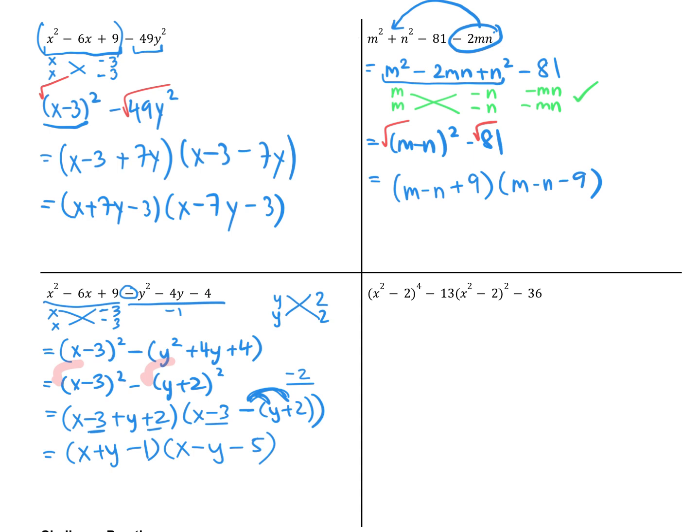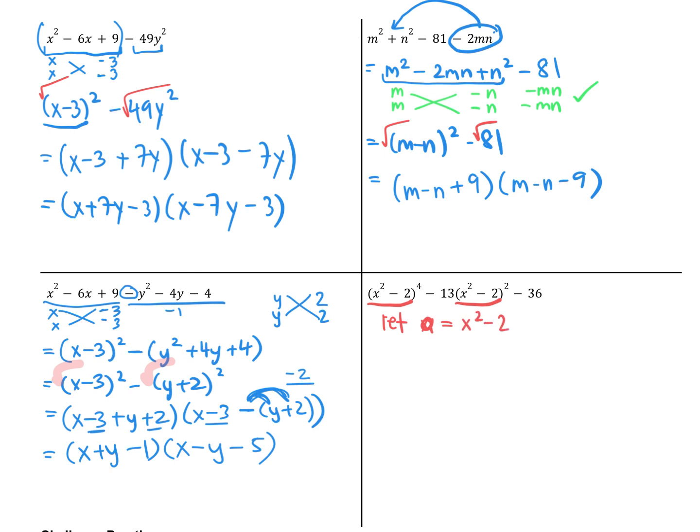All right, last example. x squared minus 2 all to the 4 minus 13 times x squared minus 2 all to the 2 minus 36. So this question is similar to another one we had, which is some of our terms or components have the x squared minus 2 in common. So I'm going to swap it out. Let's let a equal x squared minus 2.